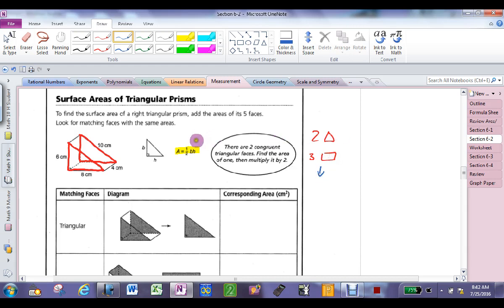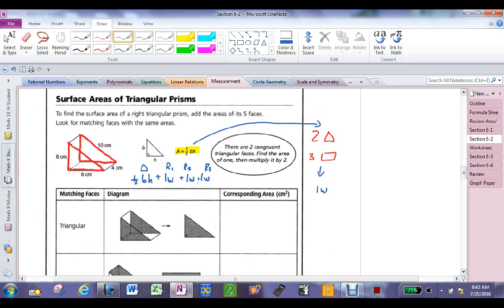A triangle is 1/2 base times height, isn't it? And a rectangle is LW, yeah? So really what I have here is 1/2 base times height for the triangle plus LW for rectangle 1 plus LW for rectangle 2 plus LW for rectangle 3. Right? Does everyone agree?